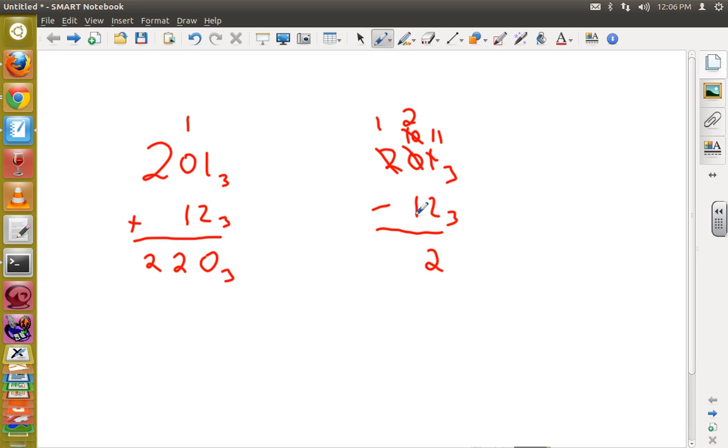2 minus 1, if you don't have to carry or borrow, it's normal. 2 minus 1 is usually 1. And 1 minus nothing is 1. It's normal adding and subtracting unless you have to borrow or carry. And say what it is, it's base 3. All right, there you go.